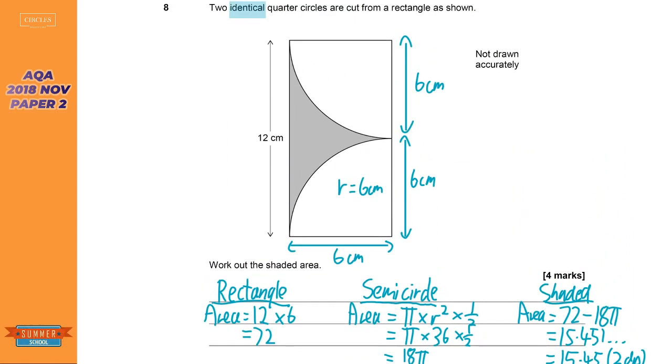So what looked like not enough information for this question ends up being absolutely fine. Not a difficult question when you understand that the radius of those quarter circles is 6.